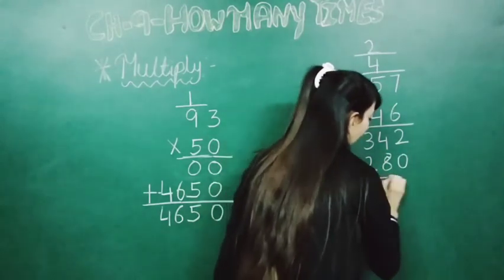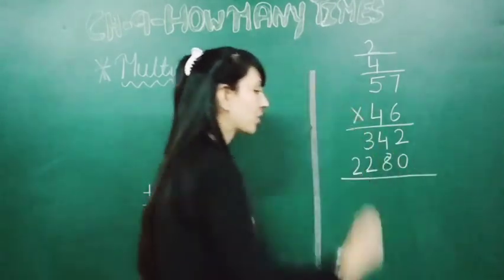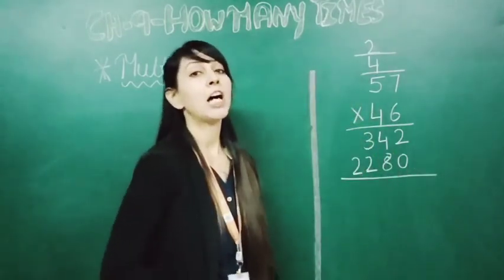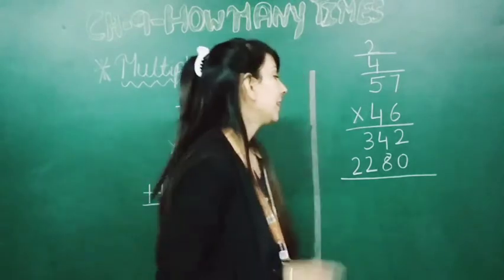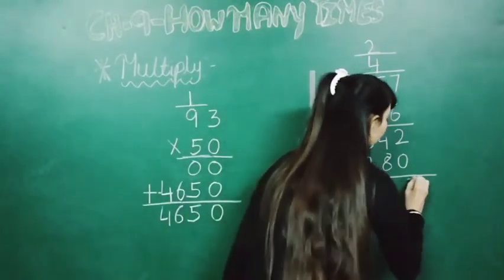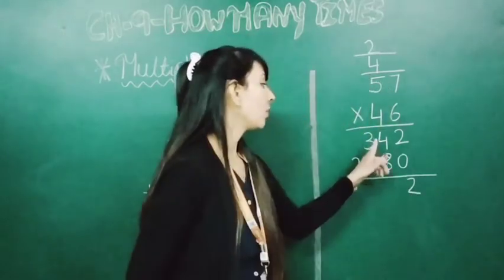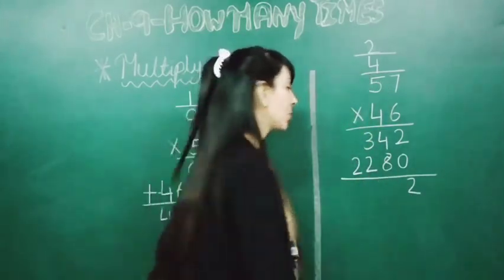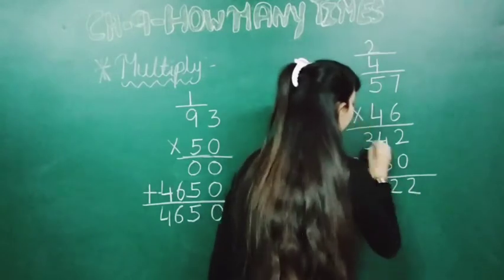Okay. Now this is our second partial product. Yes. Now we will add this. Okay. Let's see now. 2 and 0 it's written. So here it will come 2 only. Now 4 plus 8 is 12. So here we will write 2. Here we will carry 1.